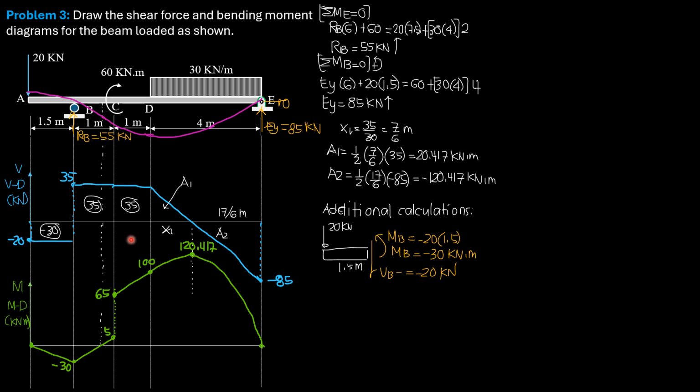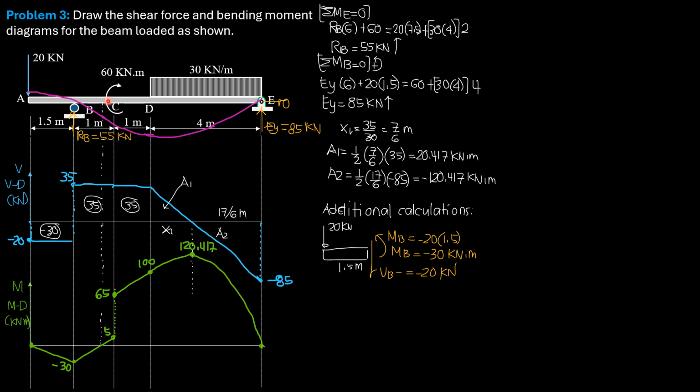Then we construct the shear diagram. We have a concentrated load downward, so from 0 to negative 20. Then between A and B, just to the left of B, there's no change in loading, so shear is constant. Then we have a concentrated upward force of 55. Negative 20 plus 55 is 35.